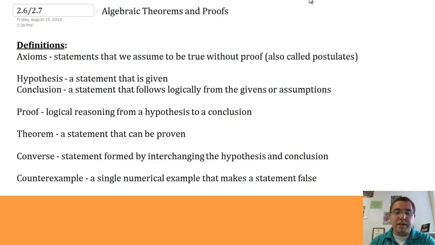This is sections 2.6 and 2.7 of Honors Algebra 2, Algebraic Theorems and Proofs. So we've done proofs and theorems in geometry class or Honors Geometry class last year, but we can do theorems and proofs in any math class, and everything we do in algebra at some point needs to be proven so that we know that it actually works and why it works, because it doesn't just come out of nowhere.